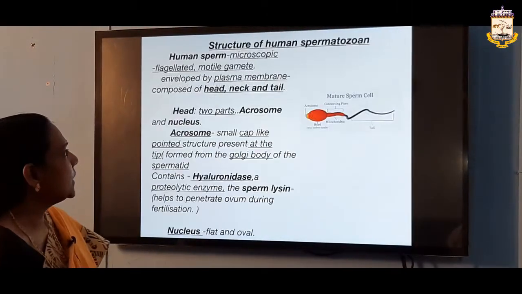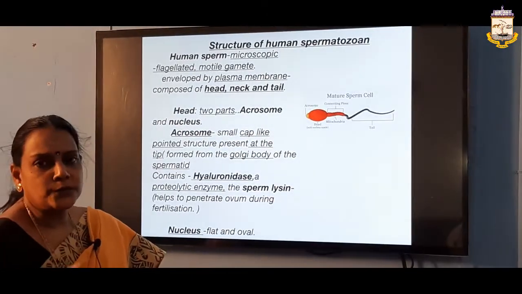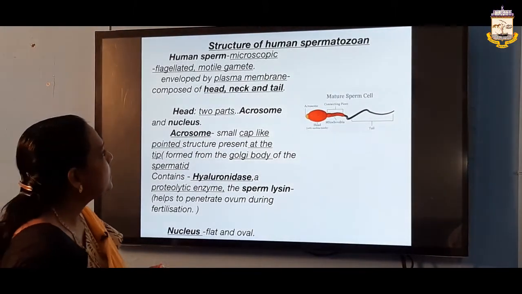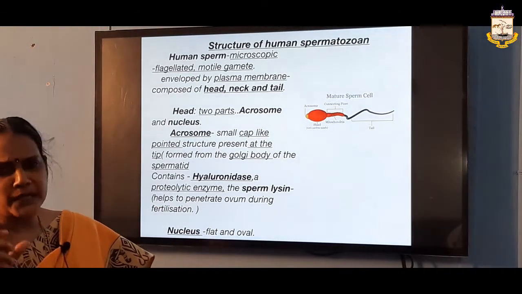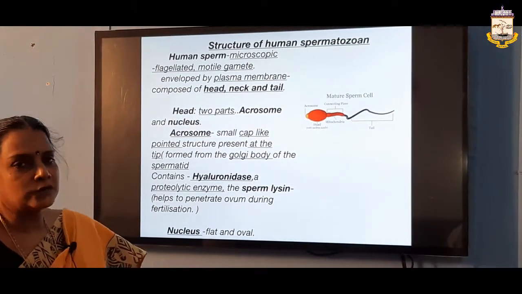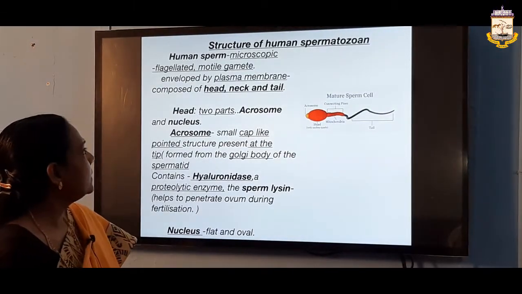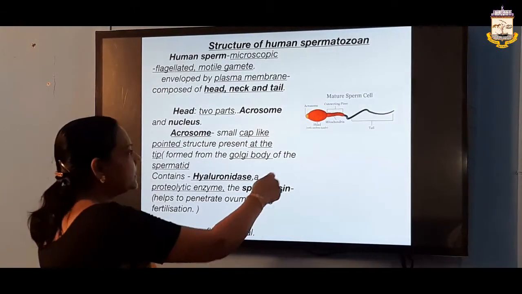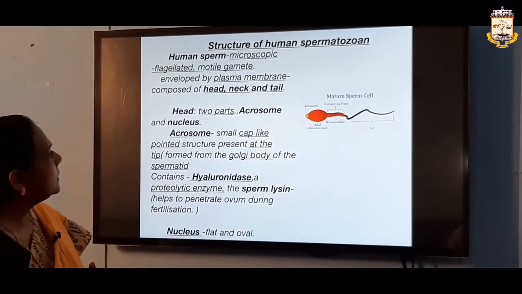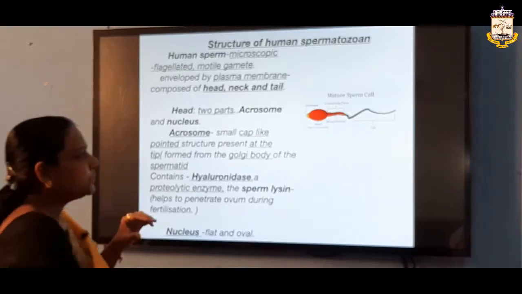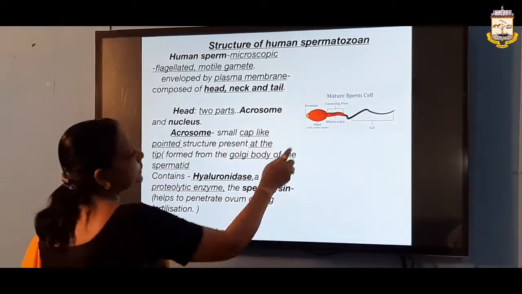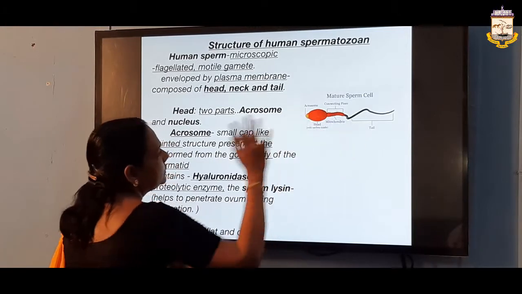Okay. The next one, the structure of the human spermatozoan. Just a simple structure, let us see. Here, the human sperms are said to be microscopic in nature. You cannot see it with your naked eye, you can see only with microscopic aid, and it is said to be a flagellated one. See here the flagellated one, and it is a motile gamete, and this is enveloped by a plasma membrane. Completely it is covered by the plasma membrane, and it is differentiated into head, neck and tail region.